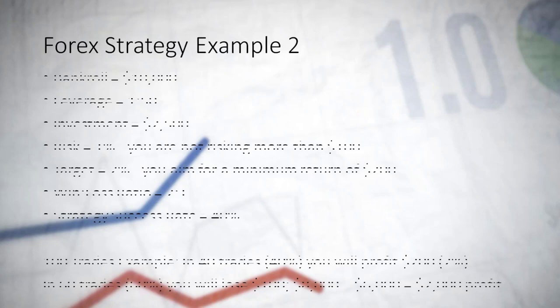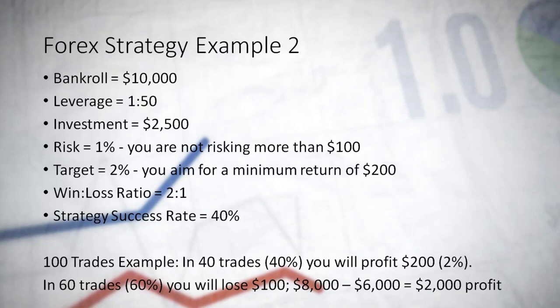Now let's approach another example. Again, we use the $10,000 bankroll, 1-to-50 leverage, the investment in each trade of $2,500, which is 25%, with 1% risk, which means that we're not risking more than $100.